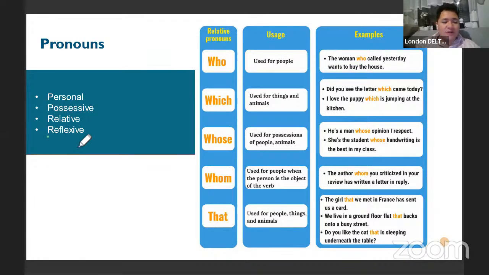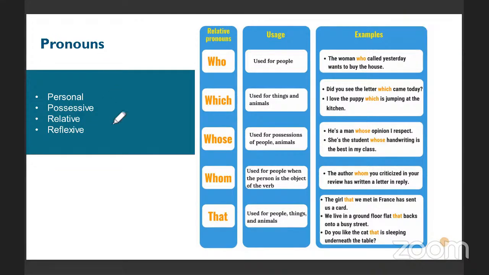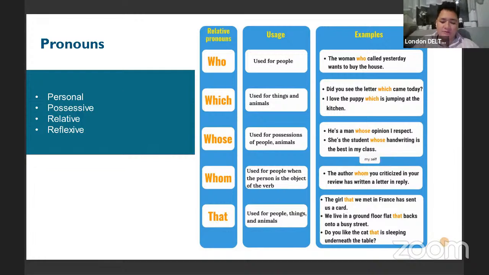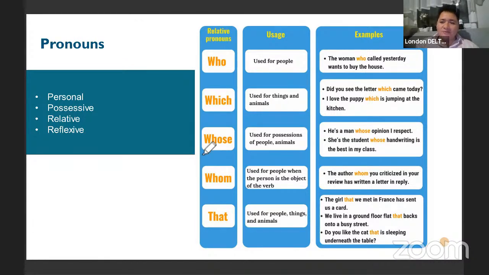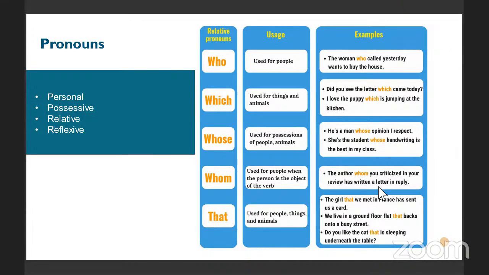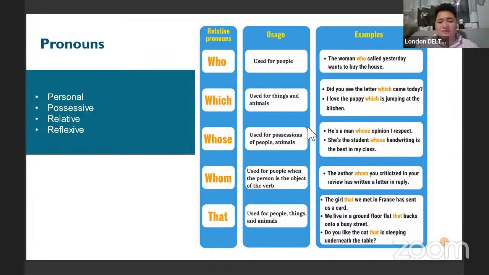Okay. Which are the reflexive pronouns? Myself, yourself, themselves, himself. Okay, perfect. So those are the pronouns. So far, we learned two parts of speech, two groups of words, the nouns and the pronouns. Any questions about nouns, pronouns? Okay, do you understand the difference between nouns and pronouns?